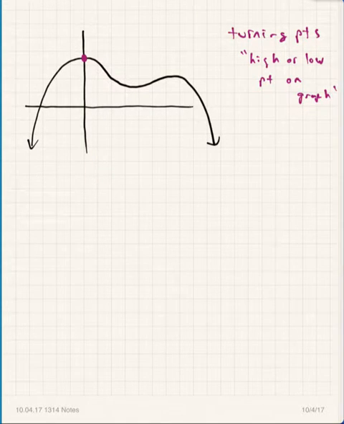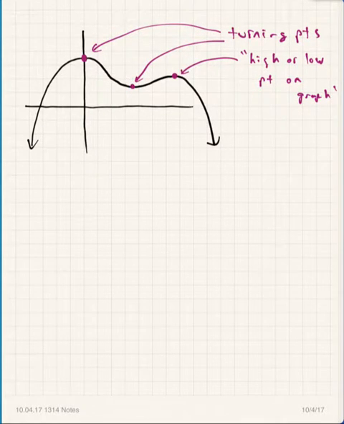It's a place where the graph goes from falling to rising or rising to falling. And this graph has 3 turning points. It has two that are maximums and one that's a minimum. So these points here are all referred to as turning points. And so notice this particular graph has 3 turning points.